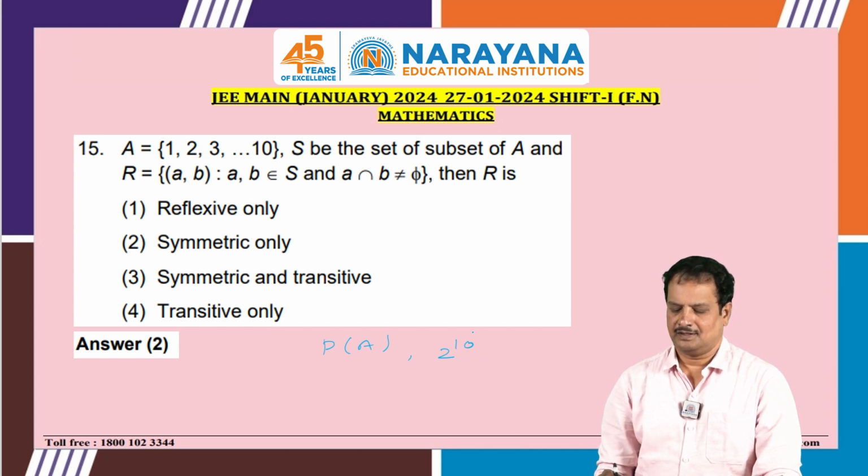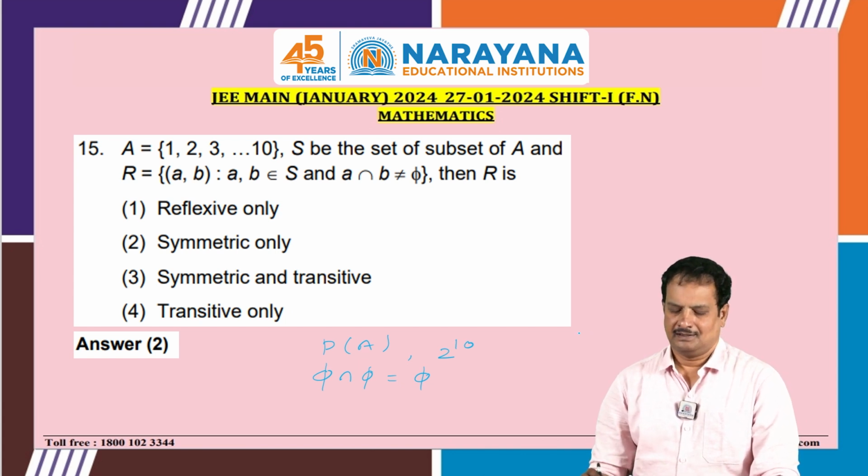Means out of these 2 power 10 elements, this A and B can be anything. But if you want to verify the reflexive property, obviously, you take, for example, the null set. The null set is a subset of every set, and every set is a subset of itself. So here, we can take the null set. If it is reflexive, then the intersection of these two should not be a null set. But that is wrong. The intersection of these two is a null set. So this element which belongs to S does not have the same image. That implies it is not reflexive. Okay, so it is not reflexive.